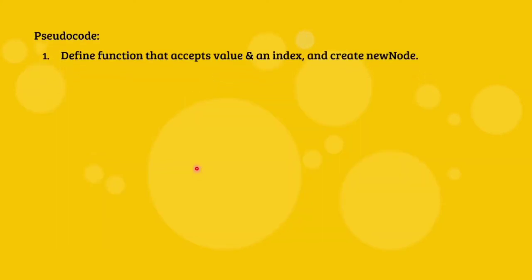Firstly, here we will define a function that accepts a value and an index. And then we will create our new node using the value passed. Once our new node is created, we will check if our index is less than 0 or our index is greater than length, then we will return false. That means the index is invalid and we are not able to insert the node inside the linked list.